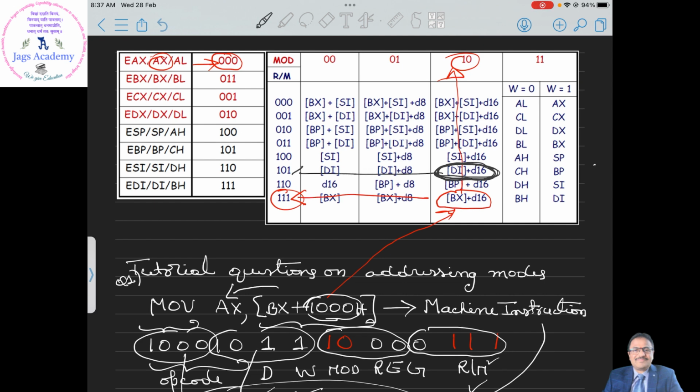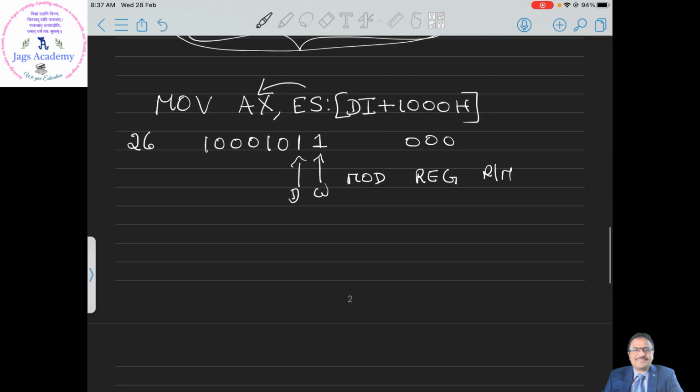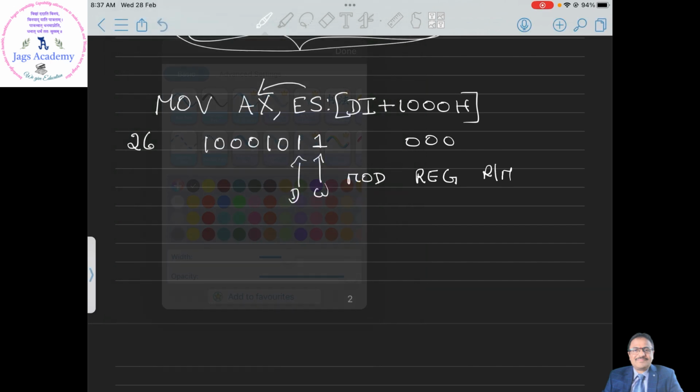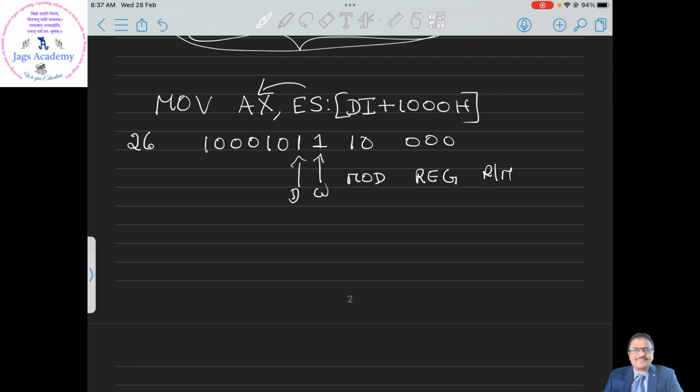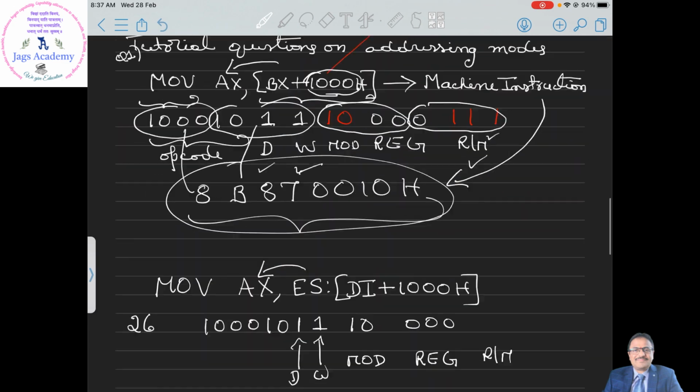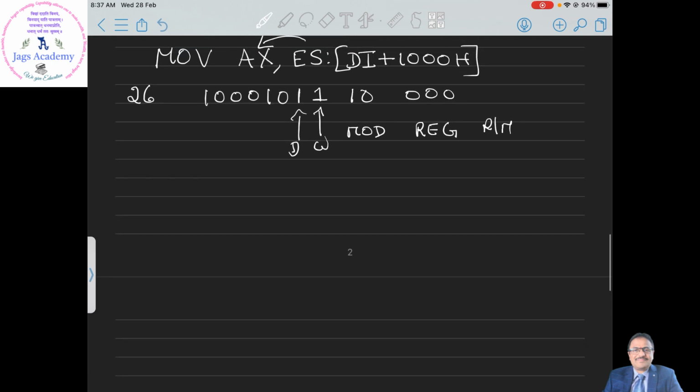So what is the corresponding R by M bit? That is 101. Mode bit is 10. So mode bit is 10, R by M bit is 101. So this is going to be your 10, and this is going to be your 101. Okay, so done. Right now you make a group of 4 bits.